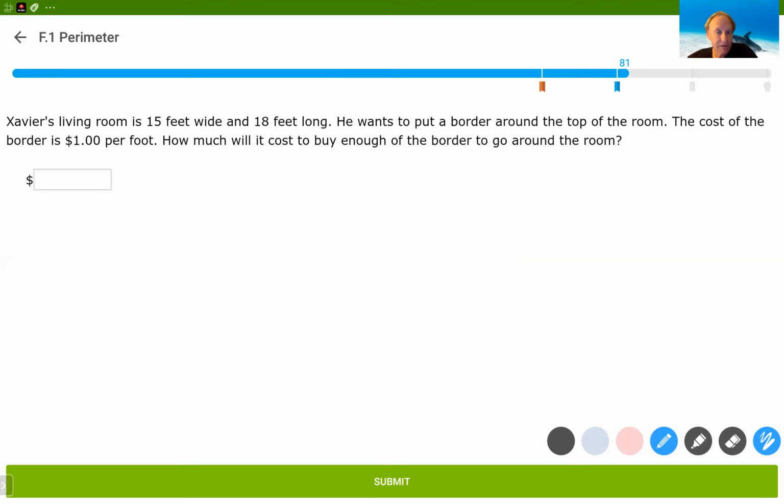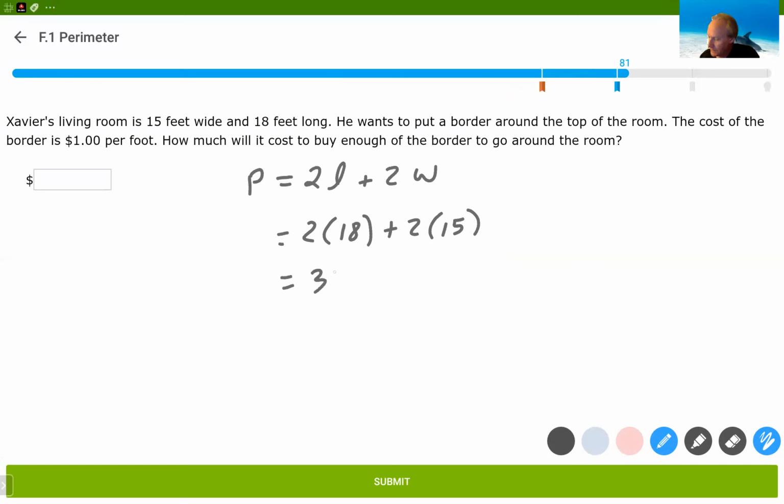Okay. The cost of border is $1 per foot. How much will it cost to buy enough border to go around the room? Okay, so we have the perimeter of a rectangle is equal to 2L plus 2W, and a length is 18, and the width is 15. They're kind of interchangeable, but in general, we use the length as the longer side. This is 36 plus 30, which is 66 feet. So she needs 66 feet. And if the border is $1 each, it's going to be $66.